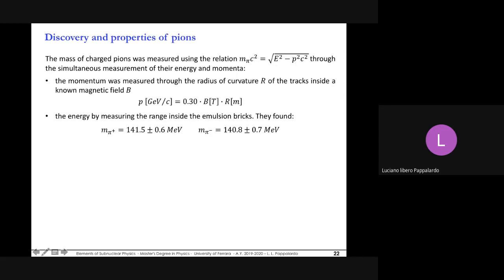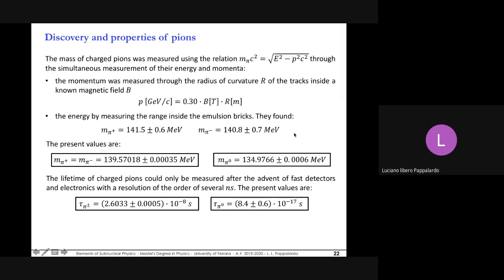The momentum was measured through the radius of curvature, R, of the charged tracks inside the known magnetic field, okay? So you probably know that if you express the momentum in J/C, the radius in meters, and the magnetic field in Tesla, then you get this very simple relation with this additional factor 0.3. Okay, this gives you exactly the momentum once you measure the magnetic field in Tesla and the curvature radius. And the energy that you also need here was measured by measuring the range inside the emulsion bricks. And they found these values, so 131 MeV for the pi plus, essentially the same for the pi minus, okay?